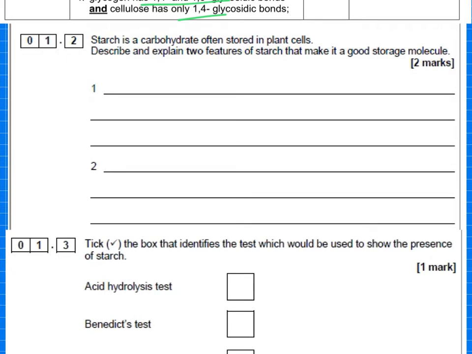Question 1.2, it talks about starch. It's often stored in plant cells, and it's got 2 command words there, describe and explain 2 features of starch that make it a good storage molecule. So for this question you're just going to be talking about starch, but for 1 mark you need to describe the feature of starch and then explain why that makes it a good storage molecule, and that's just for 1 mark.